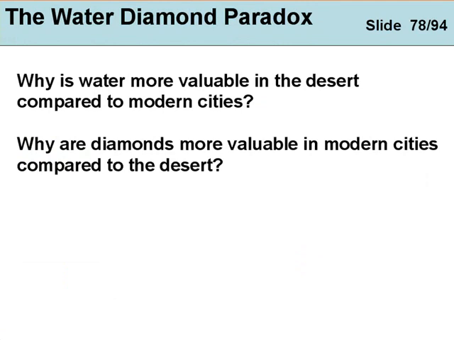And of course the answer is scarcity. Water is very scarce in the desert, and diamonds are scarce in modern cities. So the more scarce something is relative to its need or to its want, the more valuable it will be. So a Rolls-Royce is more expensive than a Fiesta because there are fewer Rolls-Royces.